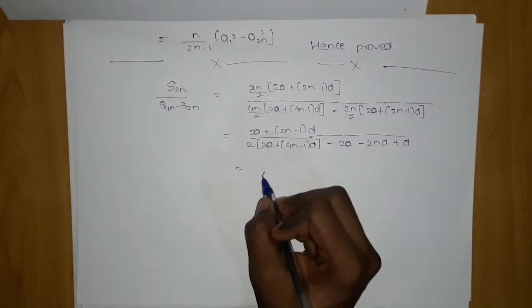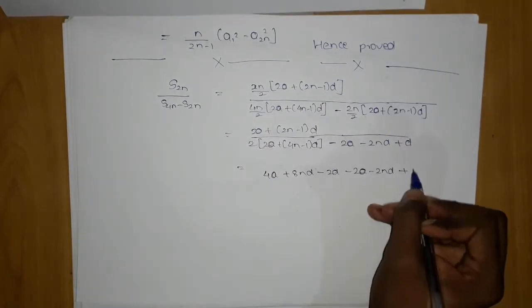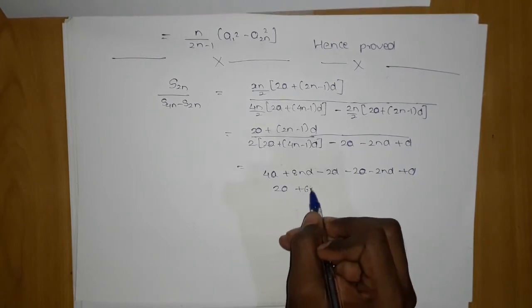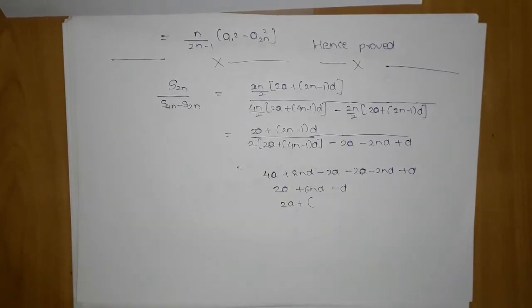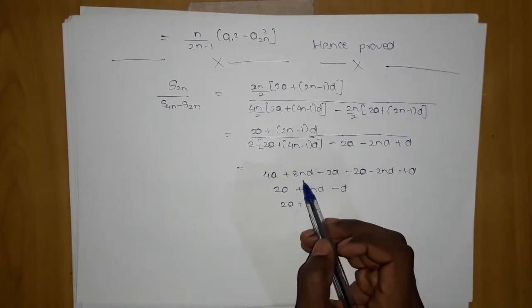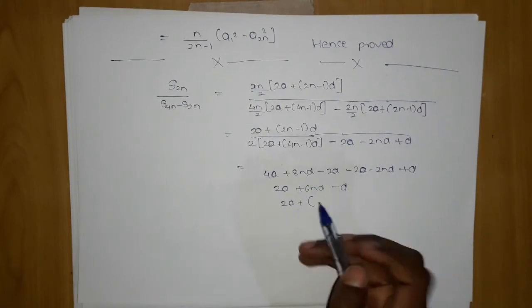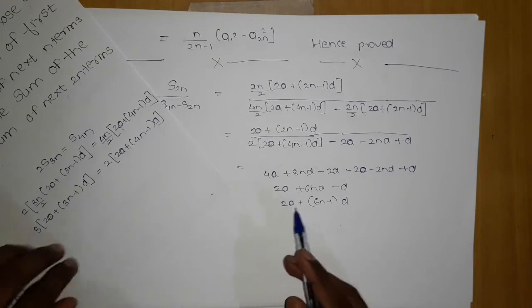Then I will calculate the bottom thing first. 4a plus 8nd minus 2d minus 2a minus 2nd plus d. Okay, so what do I get? 2a plus 6nd minus d. So what you can see, 2a plus 4n minus, this will be 4n, 8n, 8n minus 2n, which is 6n minus 1 into d. Finally, we are getting this thing on solving the denominator.